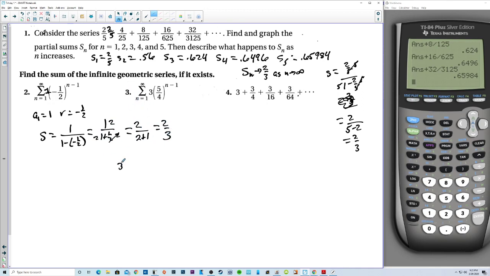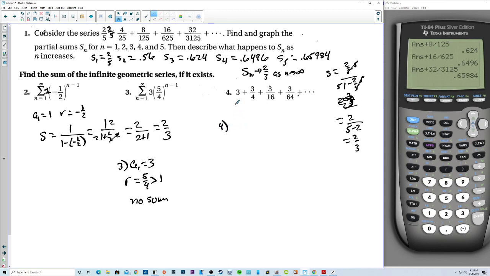Now let's look at number 3. If we plug 1 in right here, we get 0. 5/4 to the 0 is 1. So a sub 1 is 3, but look at r. R is equal to 5/4, which is greater than 1. So no sum. There's no infinite sum. The sum is infinity, but if the sum is infinity, we just say that there's no sum to that.